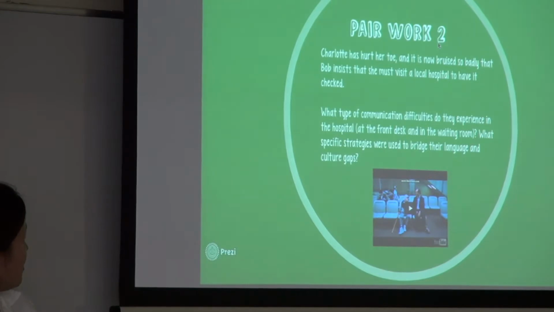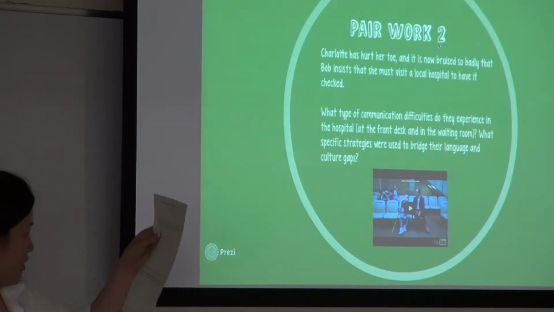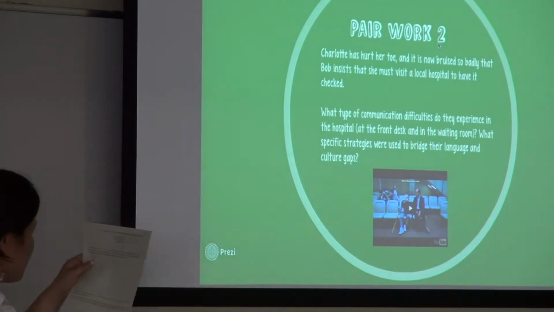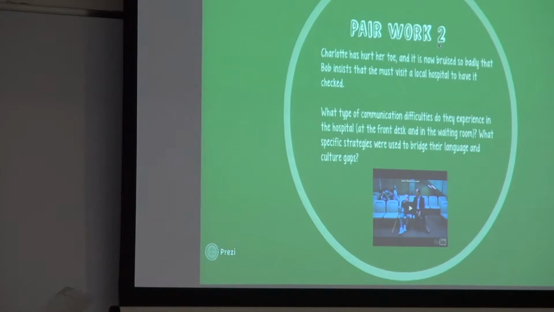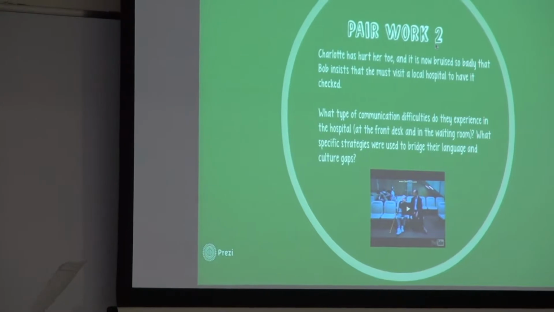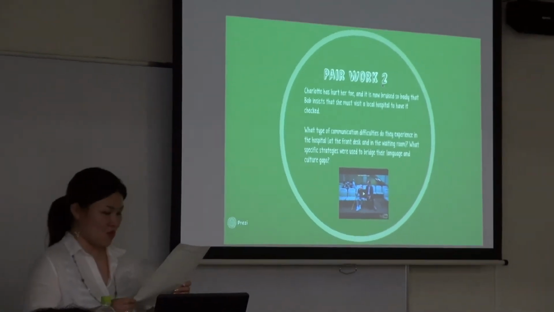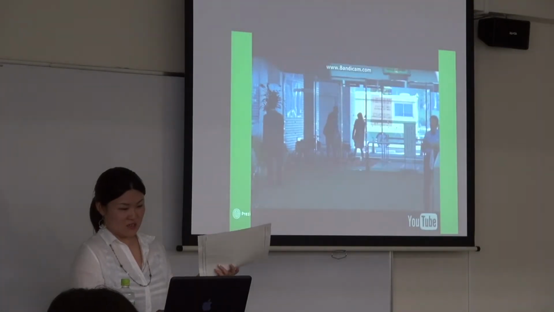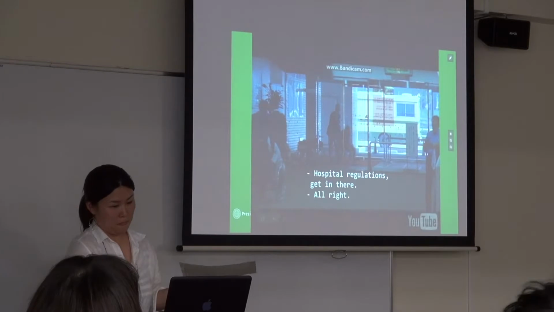Okay. And another pair work from the same movie. Okay. This handout has the instruction. Pair work 2. Charlotte has hurt her toe, and it is now bruised so badly that Bob insists that she must visit a local hospital to have it checked. What type of communication difficulties do they experience in the hospital, at the front desk, and in the waiting room? What specific strategies were used to bridge their language and culture gaps? Okay. Watch this.